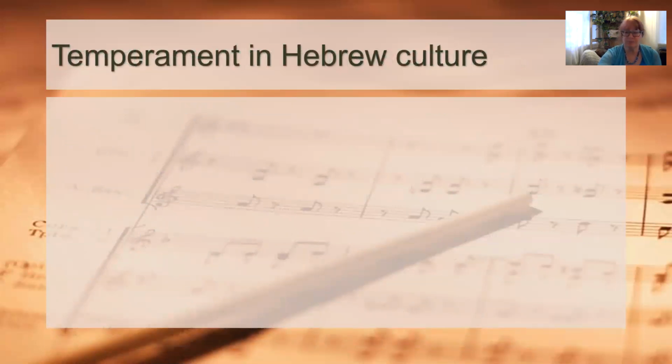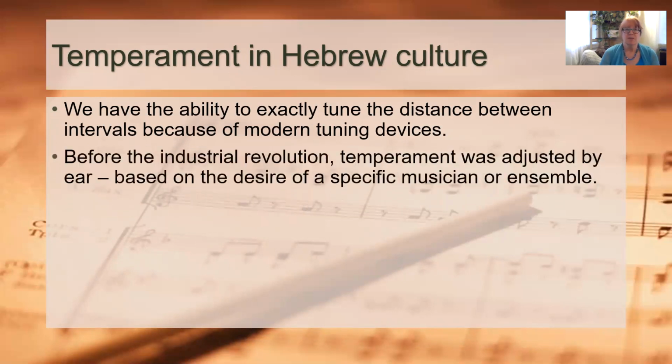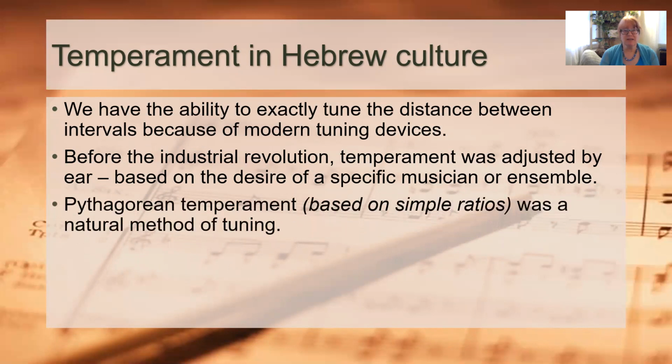Temperament in the Hebrew culture. We have the ability to exactly tune the distance between intervals because of modern tuning devices. Before the Industrial Revolution, temperament was adjusted by ear, based on the desire of a specific musician or ensemble. Pythagorean temperament, which is based on simple ratios, was a natural method of tuning.